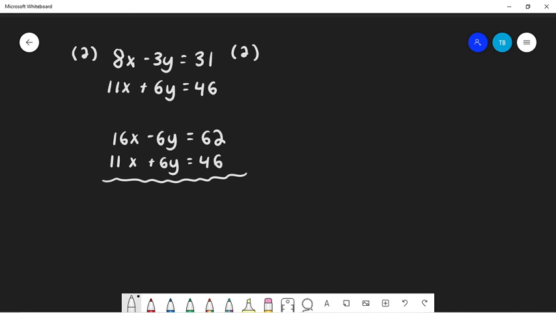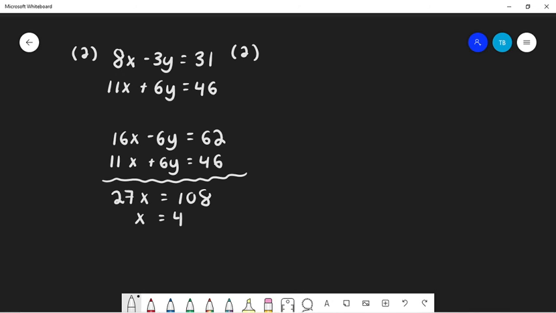Okay, 16x plus 11x, that's going to be equal to 27x. Negative 6y plus 6y, those cancel out. And then 62 plus 46, 108. Then to solve for x, we just divide both sides by 27. X is then equal to 4.